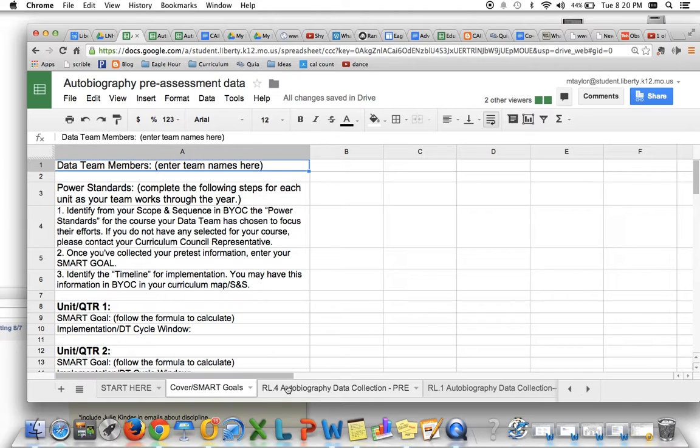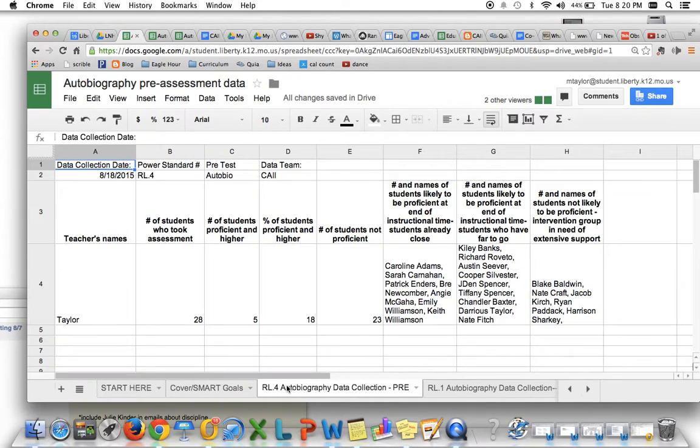So I'm going to do my RL4 data first, since those questions come first. All I did was I took my number of students who took the assessment, so you're going to combine all of your classes together. The number of students total who scored proficient or higher, if you go back to my spreadsheet, I had 5 kids who were proficient or higher on this standard. That's 18%. 23 kids did not. Then I went through and did what Rosemary told us. I need to identify the kids who are not proficient quite yet, but likely to be proficient.